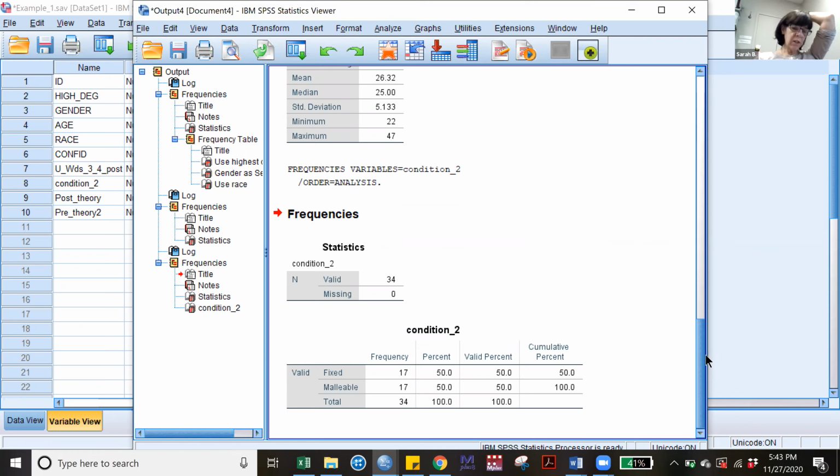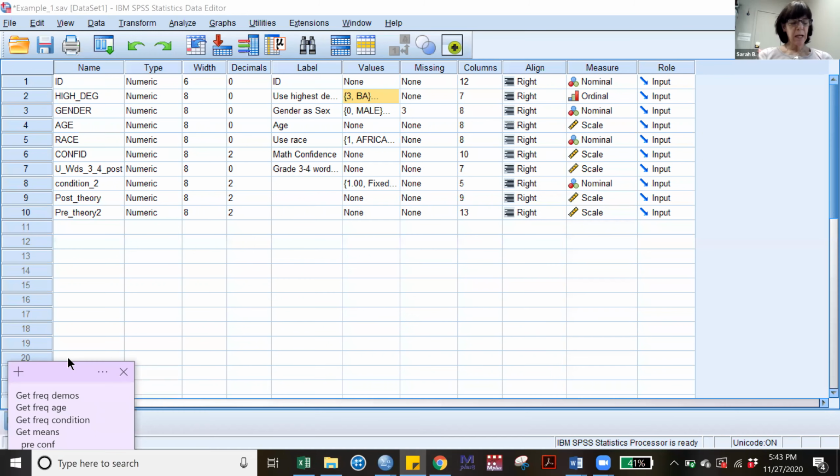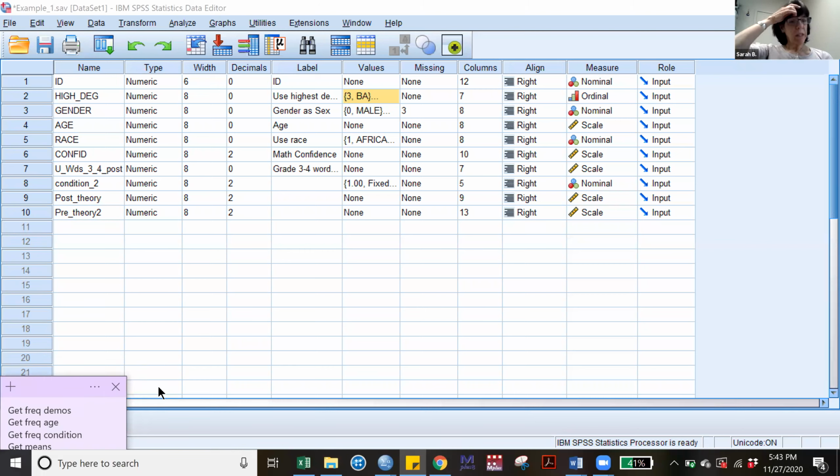So the next thing we're going to do before we run our statistical hypothesis test is just to look at the means and standard deviations of the continuous variables of interest. That means not the demographics, the measured variables. Confidence, which was measured pre, use of words measured post, theory measured post, and pre-theory measured pre. Sorry, these are not in the normal order.